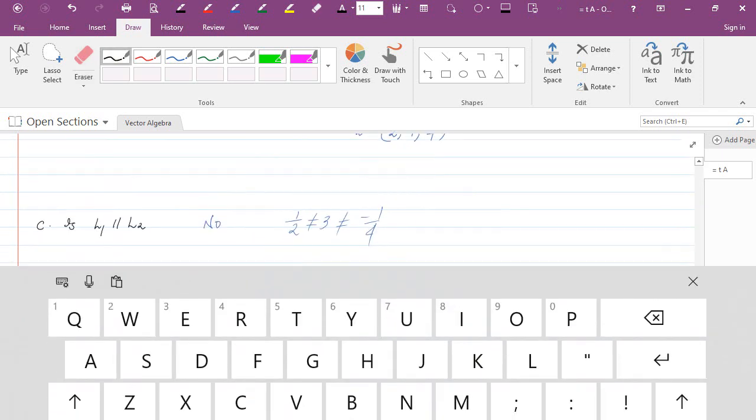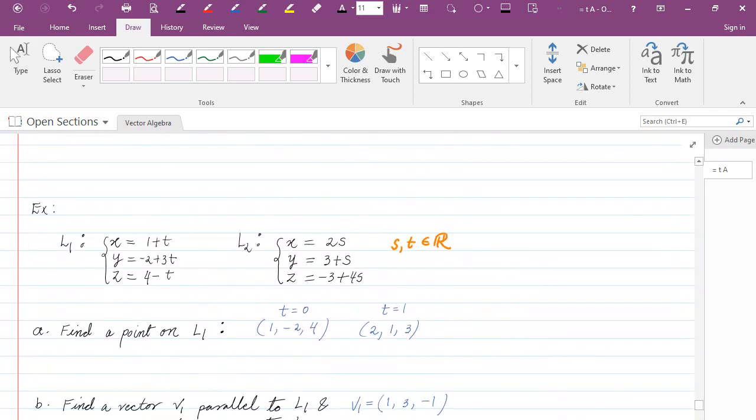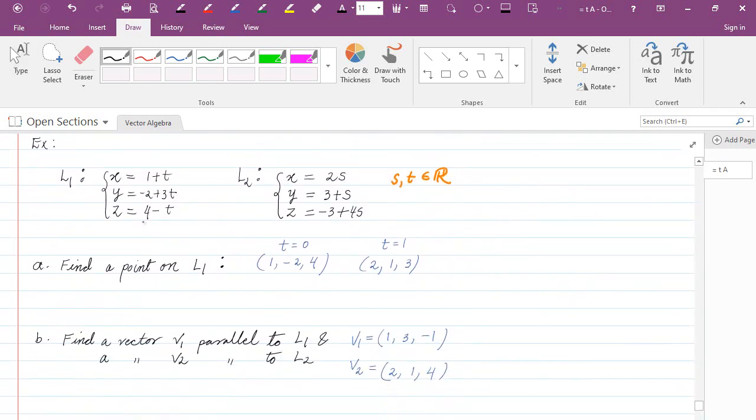So recall that the parametric equations of a line can be thought of in the following way. We can think of L1 with x, y, z as the position of a moving bug at time t, and also we can think of this x, y, z as the position of a moving bug at time s.